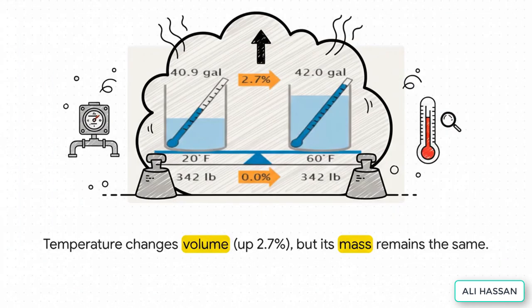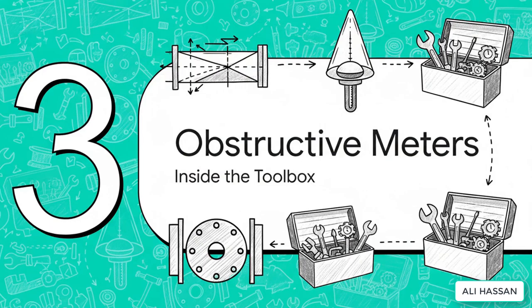And this image shows you exactly why it matters so much. Check this out. When you heat up a liquid, it expands, right? So its volume increases, in this case by 2.7%. But look at the scales. The actual amount of stuff, its mass, is exactly the same. It hasn't changed one bit. And that's the key takeaway here. When accuracy is absolutely critical, measuring mass is usually the better way to go because it doesn't get fooled by changes in temperature.